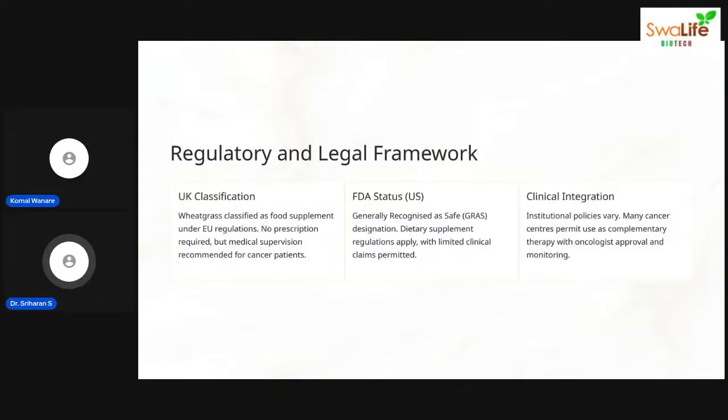Clinical integration. In clinical integration there is institutional policy. What does institutional policy mean? For example, hospitals like Apollo Hospital, Meenakshi Mission Hospital and MGM Hospital in Tamil Nadu each have a different institutional policy, different guidelines and a different formulary. That is clinical integration, and it may vary based on their policy.